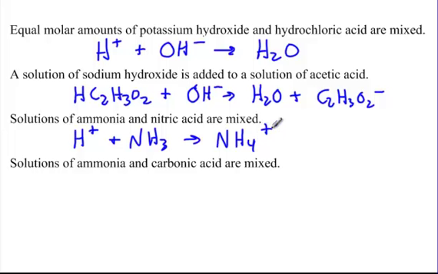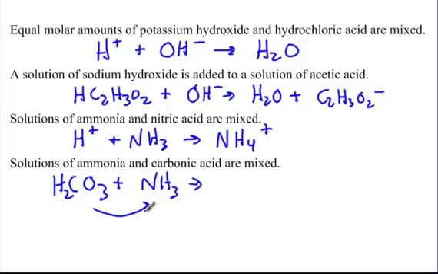Next thing we have is carbonic acid. That's H2CO3. And we have ammonia, NH3. Again, what do acids do? Bronsted-Lowry acids give away H+. So if it gives away an H+, what we're going to end up getting is HCO3 with a minus, and we're going to get our ammonium ion, NH4 with a plus.